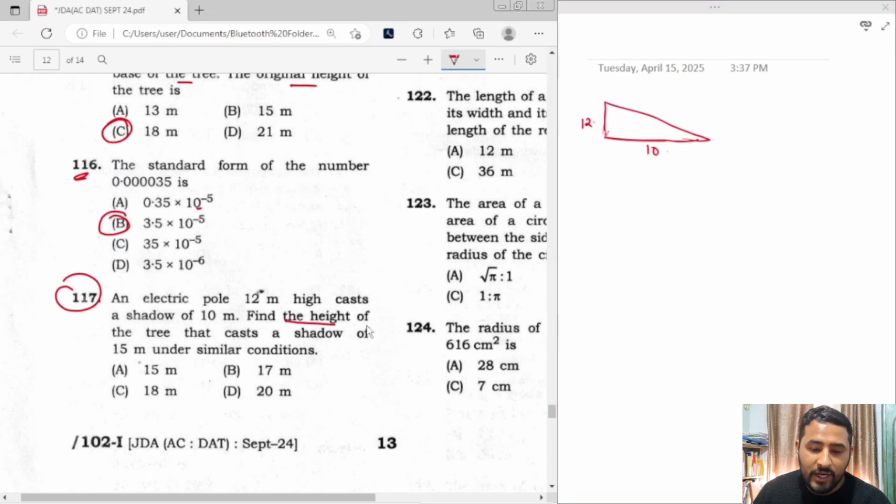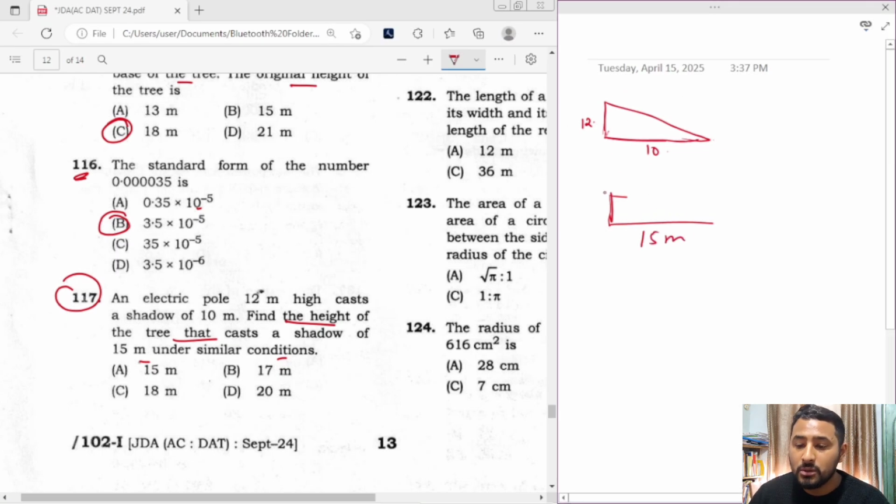So let's see, find the height of the tree that casts a shadow of 50 meter under similar condition. There's one more, which is casting a shadow of 15 meter. Under similar condition, same condition as in this one, but we don't know the height. Since these are two similar triangles, what we can do is make a ratio. You should write like this: 12 by 10 equal, those two are equal, right? So you can get x by 15.